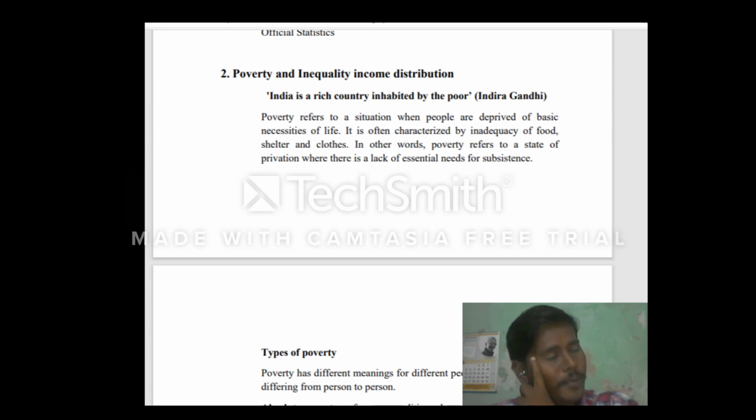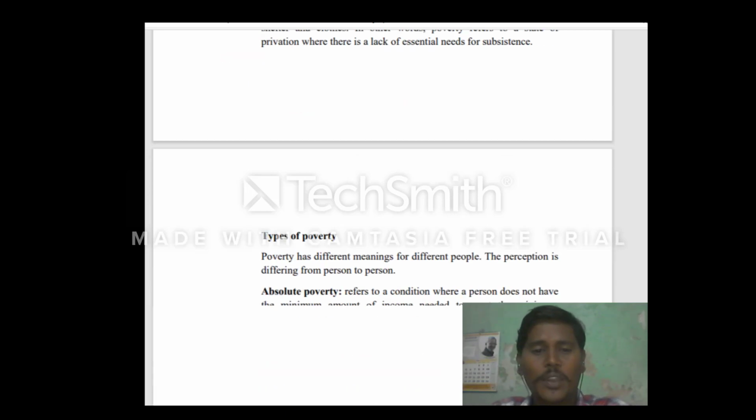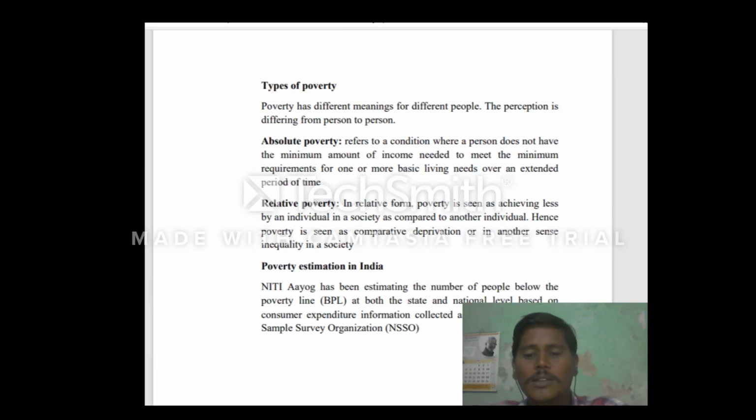In poverty, we can categorize two kinds of poverty. One is absolute poverty and the second one is relative poverty. As we know, absolute poverty is a condition where a person does not have the minimum amount of income needed to meet the minimum requirements for one or more basic living needs for an extended period of time. Here, the people have no sufficient amount to lead their daily lives, and they have scarcity of basic needs. They are referred to as absolute poor.